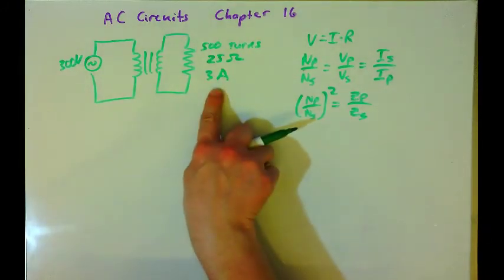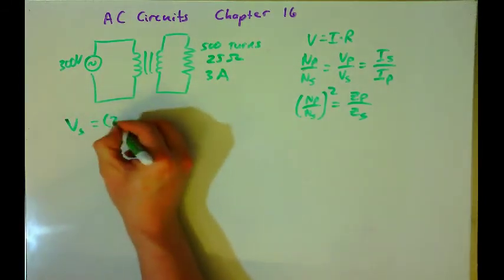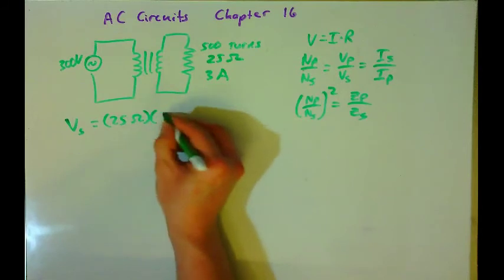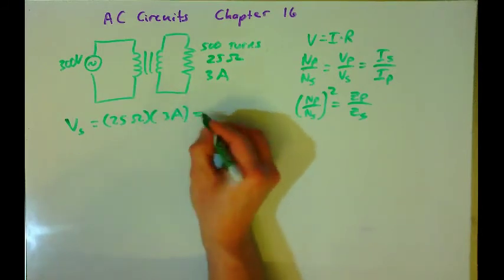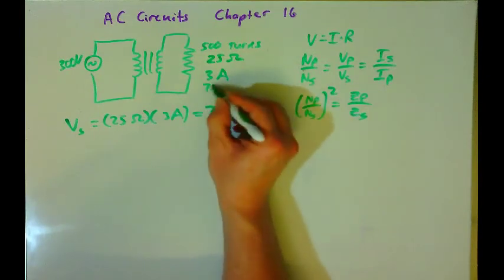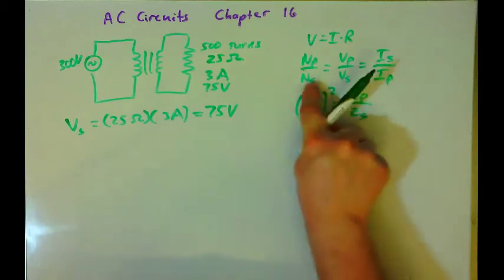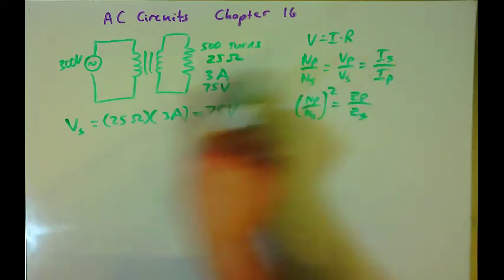First thing I want to do is find out what the voltage is over here. So the voltage on the secondary will be equal to 25 ohms times 3 amps. And so we're going to have 75 volts. And we can use that information now to find out what the turns ratio is.